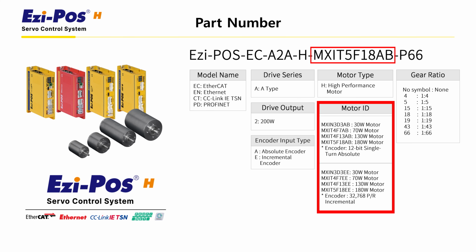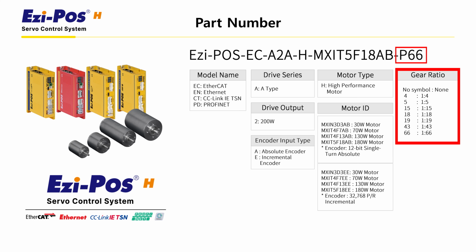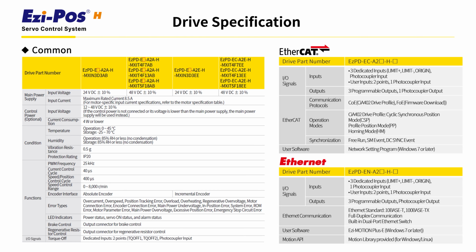MXIT5F18AB represents the motor ID. There are 4 types available: 30 watt, 70 watt, 130 watt, and 180 watt, for both single-turn absolute and incremental encoders. In P66, P indicates a gearbox, and the gear ratio can be selected from 1 to 4 up to 1 to 66. Next, let's look at the drive specifications of the Ezi-POS H series.